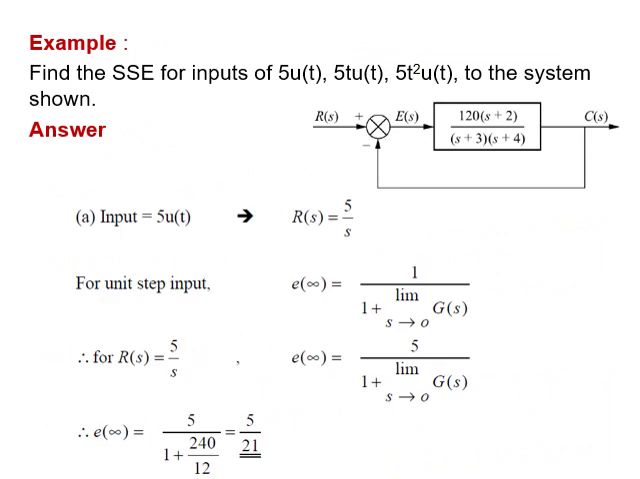Let us look at this example. In this example, he's saying find the steady state error for the input of 5 u(t), 5t u(t), 5t square u(t), which are 5 unit step, 5 unit ramp, and this parabolic input. Let us look at the transfer function.